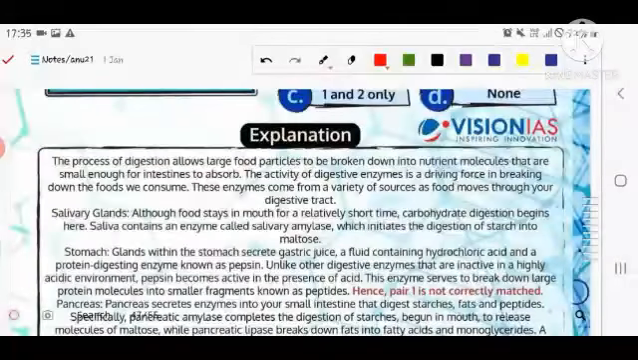The process of digestion allows large food particles to be broken down into nutrient molecules that are small enough for the intestine to absorb. The activity of digestive enzymes is a driving force in breaking down the food we consume. These enzymes come from various parts of our digestive system.